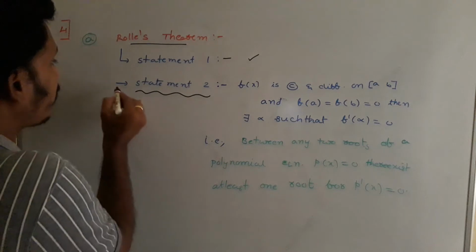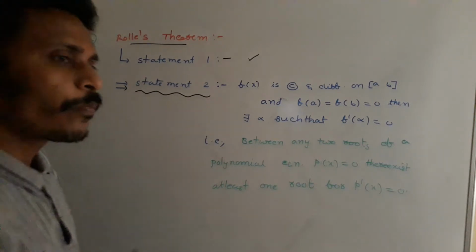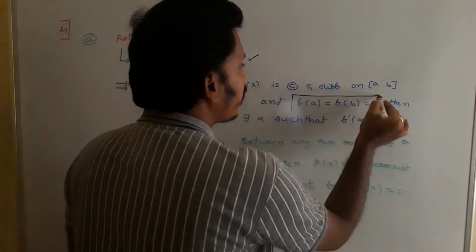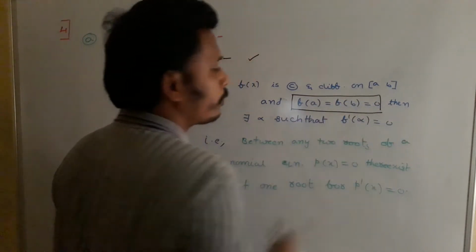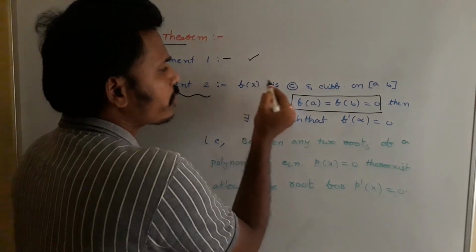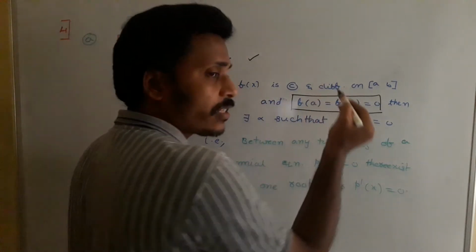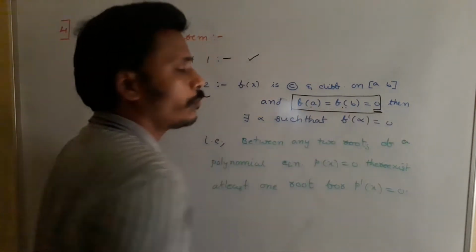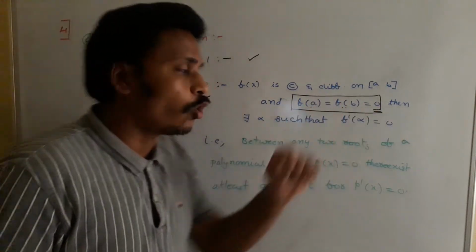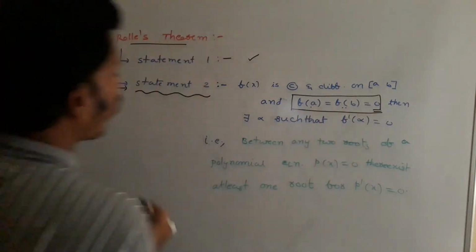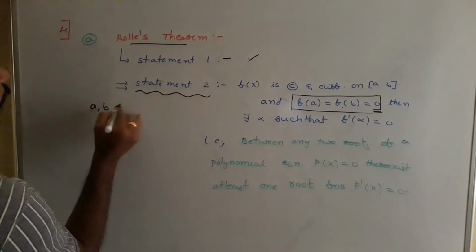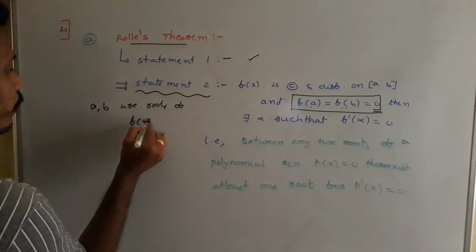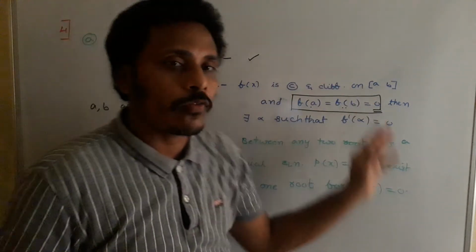Here I am just mentioning statement 2, which is simply everything just like Rolle's theorem statement 1, but we just add equals 0 for this equality. Okay, so if f of x is a function which is continuous as well as differentiable, and f of a is equal to f of b, and these two are equal to 0, that means a, b are roots of f of x.